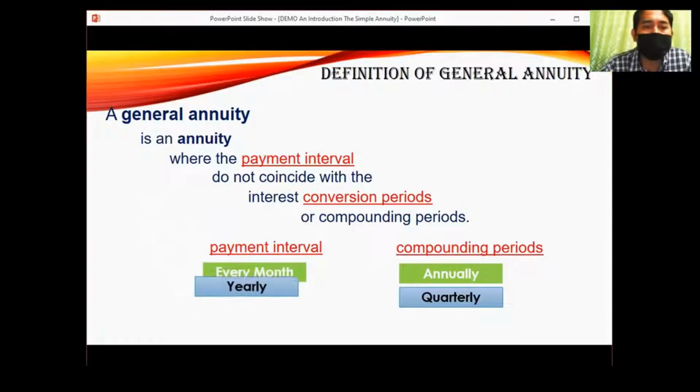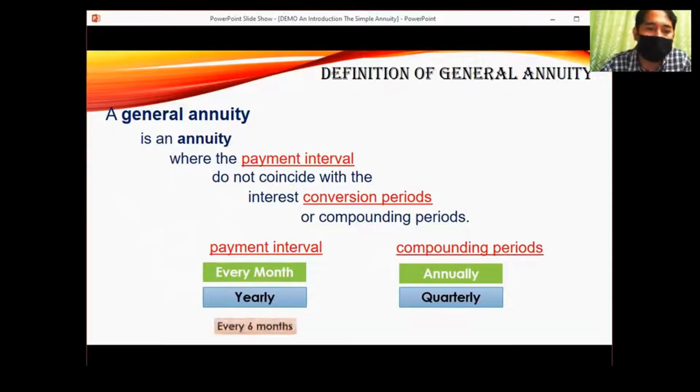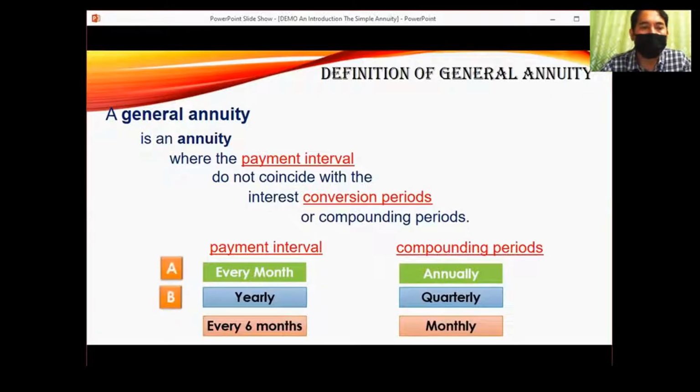But your payment could be done yearly. Isang beses sa isang taon. Okay, payment interval. They are not equal. So that is the meaning. Okay? Ayan, payment is made every 6 months, but the compounding period is monthly. So, try to understand the general annuity. Okay. So, let's move on.